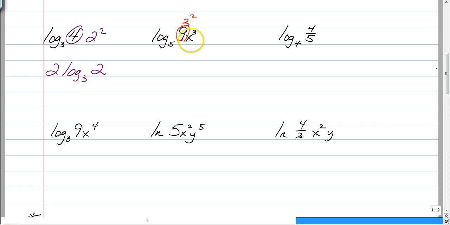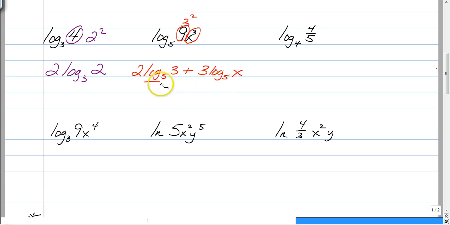We have a 9 and we have an x cubed. So we are going to need 2 logs here. So we're going to have our 2 for the exponent of the 3 log base 5 of 3 plus 3 log base 5 of x. So since we have 2 terms, you're going to end up having to write log base 5 twice.